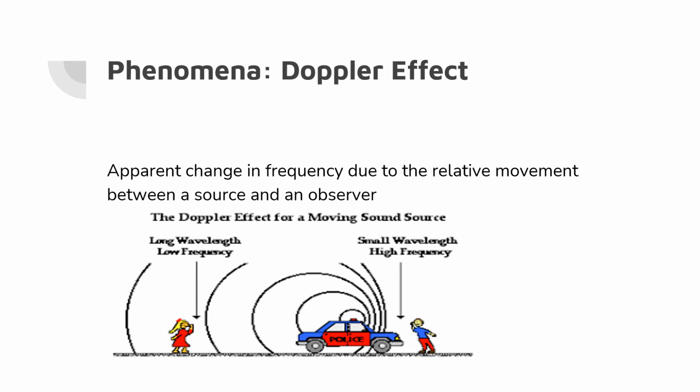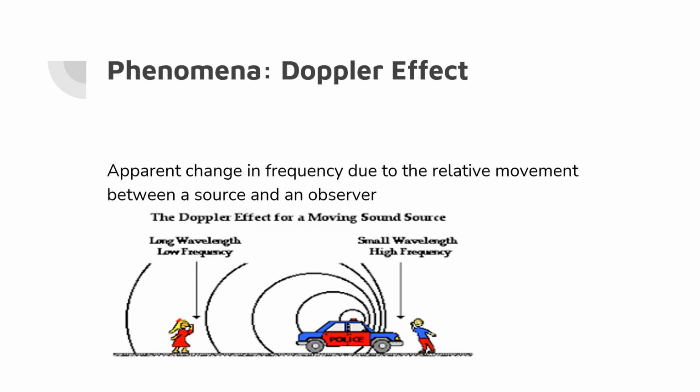As a police car or an ambulance is coming towards us, we hear the sound of the siren getting louder. And it is the loudest when it is at our actual position. As it drives by us and drives further and further away, the sound gets lower and lower.